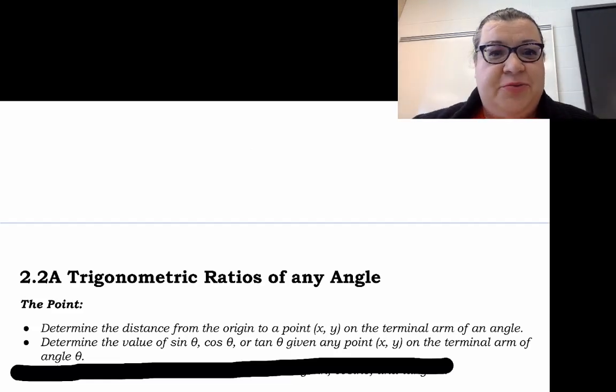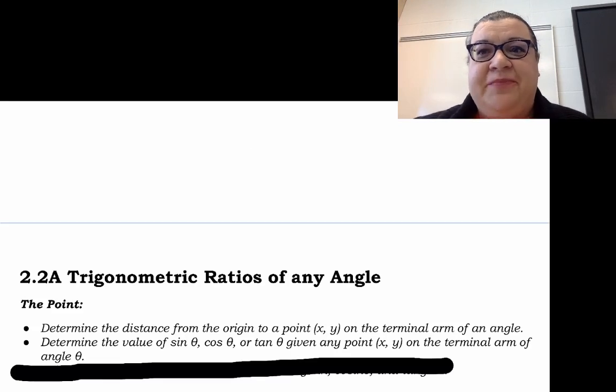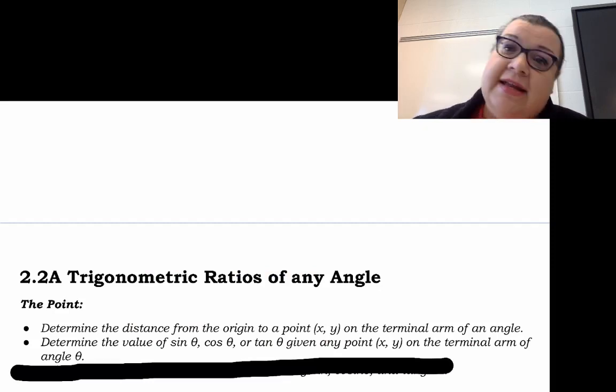Hello, Math 20-1s, and welcome to our second online lesson for Trig. This lesson is going to be on section 2.2, but I've actually broken 2.2 up into two separate segments. We're going to do the first one this week on finding the trig ratios for any angle, and then the second portion, about angles or special triangles, next week.